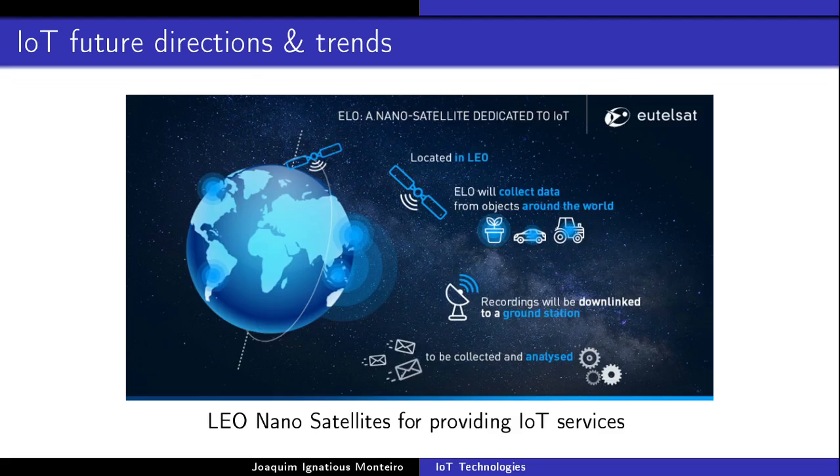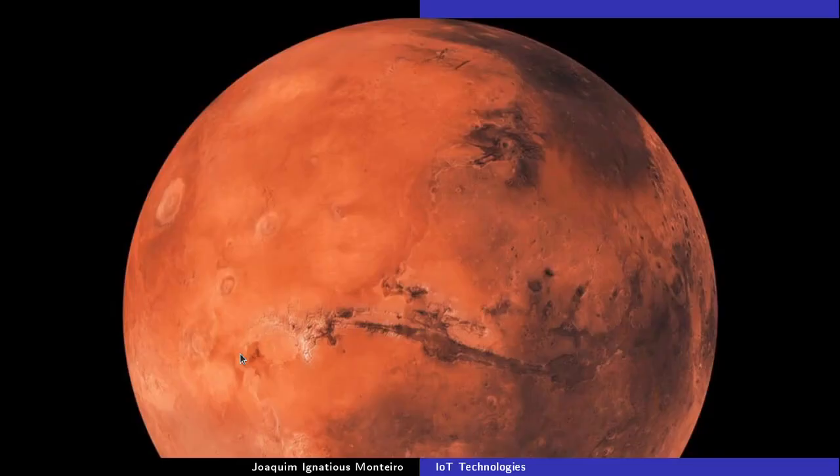Another aspect is nanosats for providing Internet of Things services. These are located in low Earth orbit, say 400 kilometers above the Earth's surface, just like the International Space Station. They'll be able to provide Internet of Things services anywhere across the globe, right? So what is this?